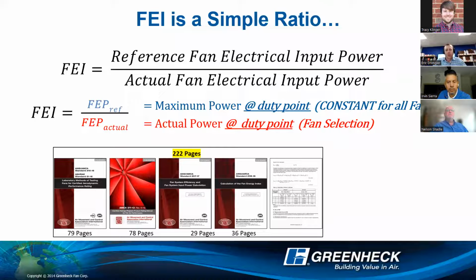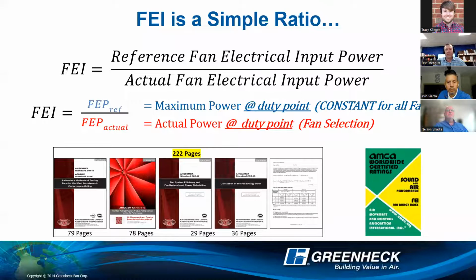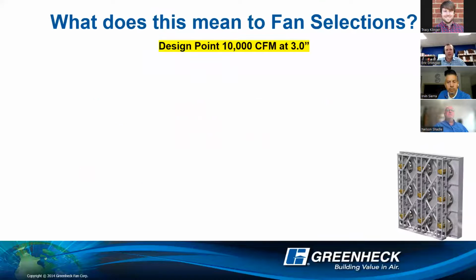And if you really want to understand the math, there's 4 standards that you can buy from AMCA and read through 222 pages to really understand the math. But the good thing is they created a certification program to put on the fan manufacturers to do all the math for you. And as long as you see that label that it's got FEI certification, you can trust that we did the math for you and it's all certified. So what does that mean for a fan selection? Let's look at 10,000 CFM at 3 inches of static pressure.